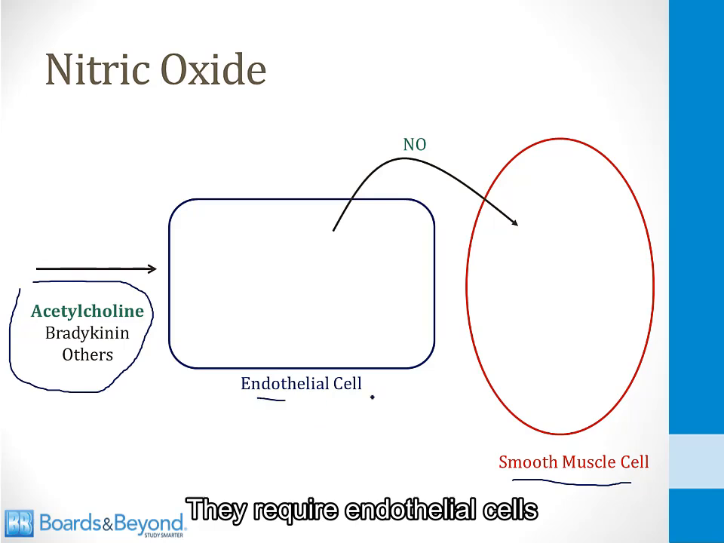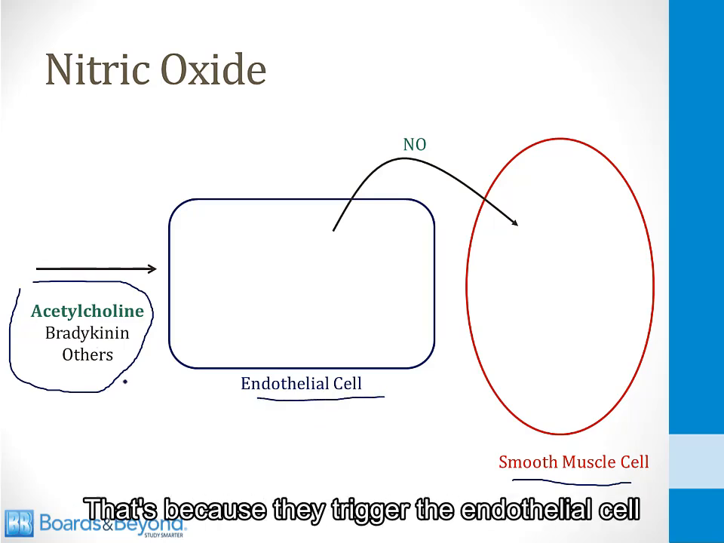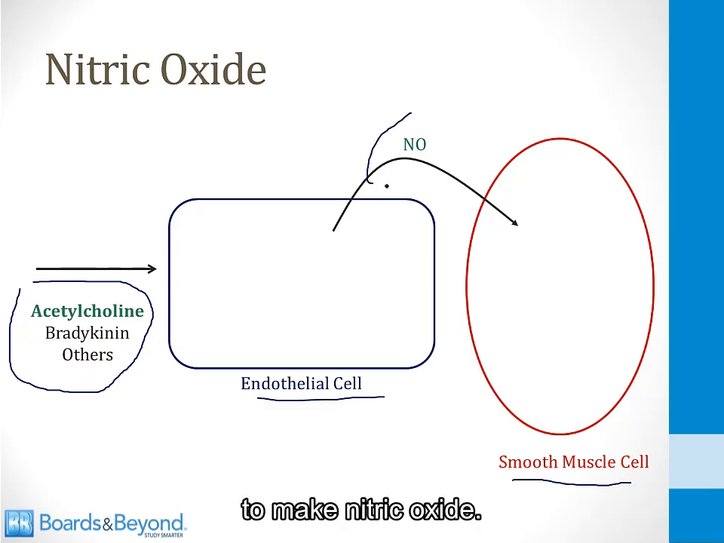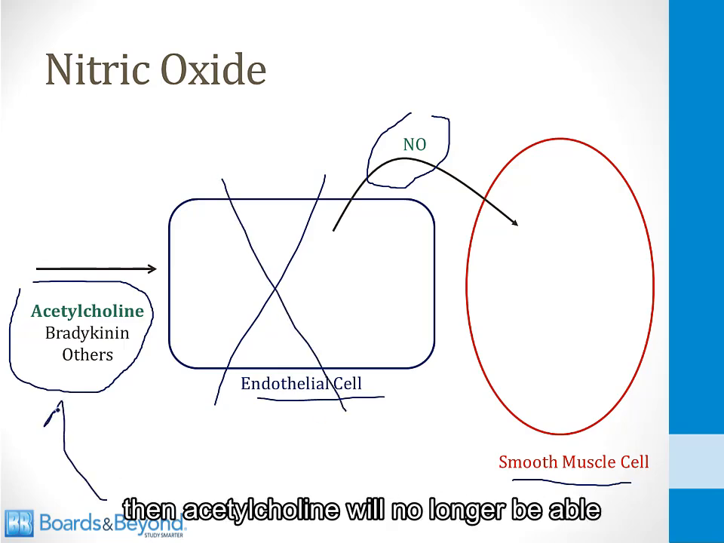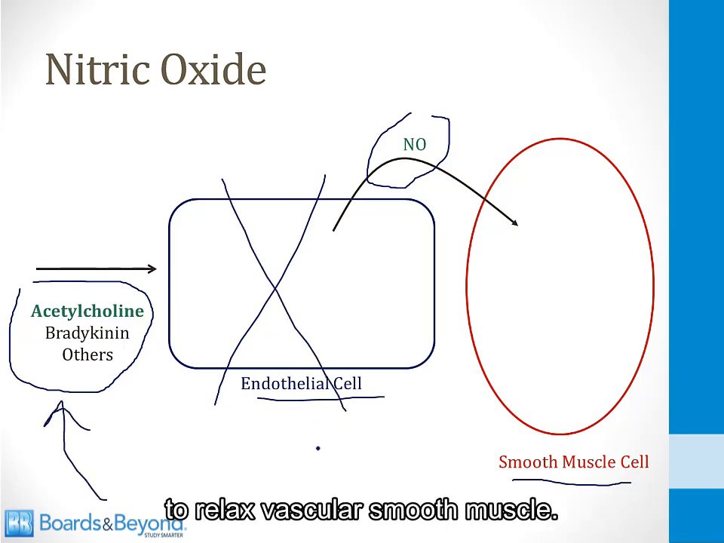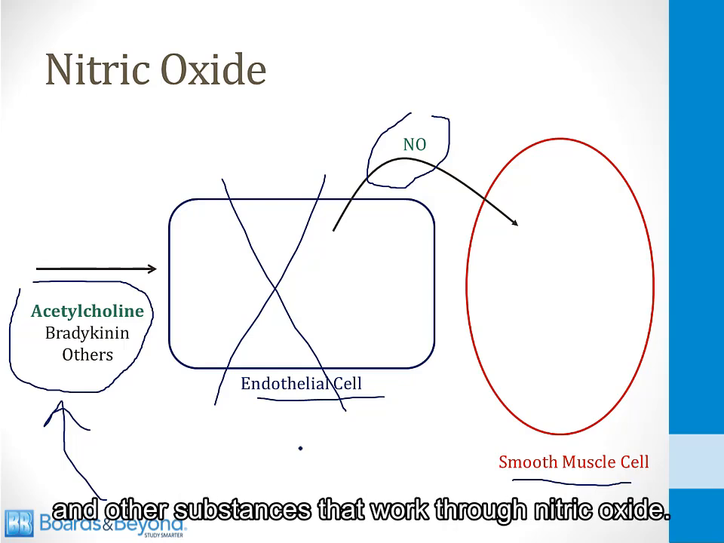They require endothelial cells for their role in relaxation of smooth muscle. That's because they trigger the endothelial cell to make nitric oxide. So if you take the endothelial cell away, then acetylcholine will no longer be able to relax vascular smooth muscle. And that's the kind of thing that comes up in board questions, this indirect mechanism of acetylcholine and other substances that work through nitric oxide.